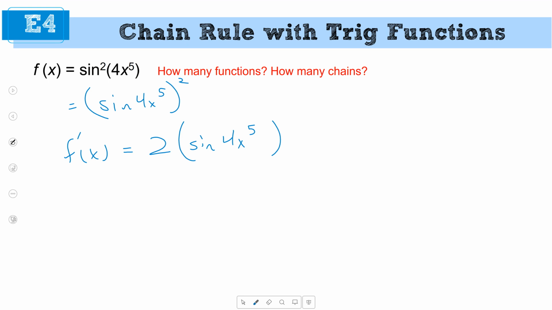Okay, so which function is next? The sine of the 4x to the fifth. Good. What's the derivative of sine? Cosine. Okay, cosine of that function. When you're not sure, put it in parentheses. You're almost there. What's the third function? 4x to the fifth. And the derivative of that is? 20x to the fourth. Excellent. Well done.